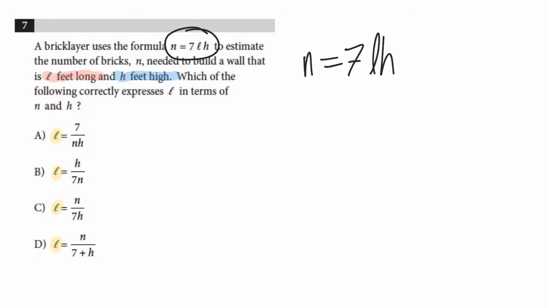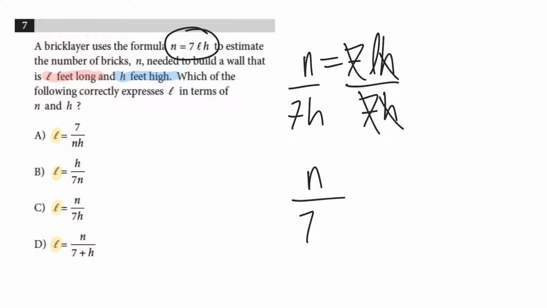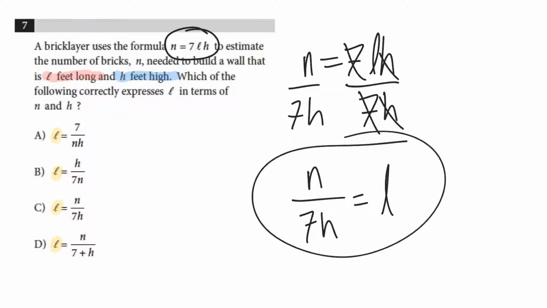We're solving for L, so we need to divide both sides by 7 times H. That will cancel out the 7 and cancel out the H. I'll be left with N over 7H equals L. And if we flip that, we're looking for N over 7H, and that looks like letter C.